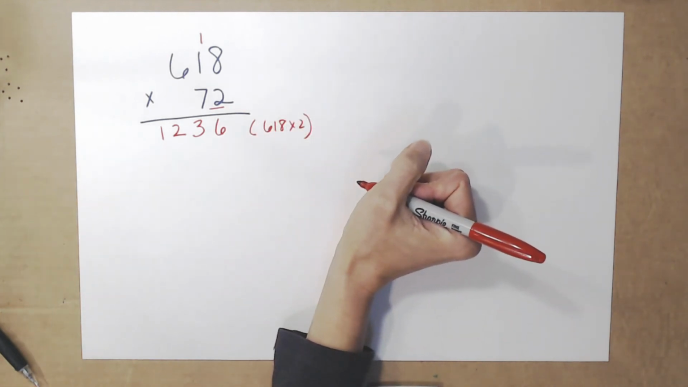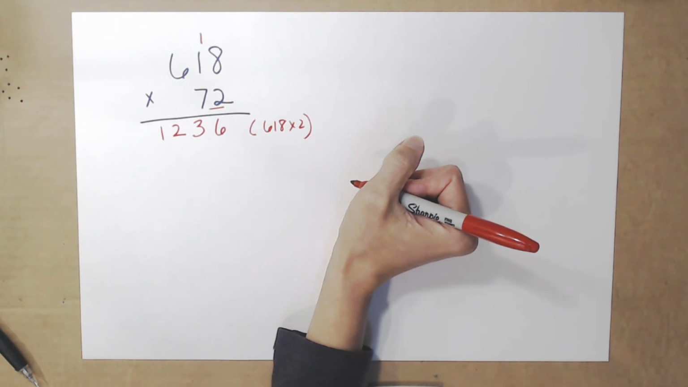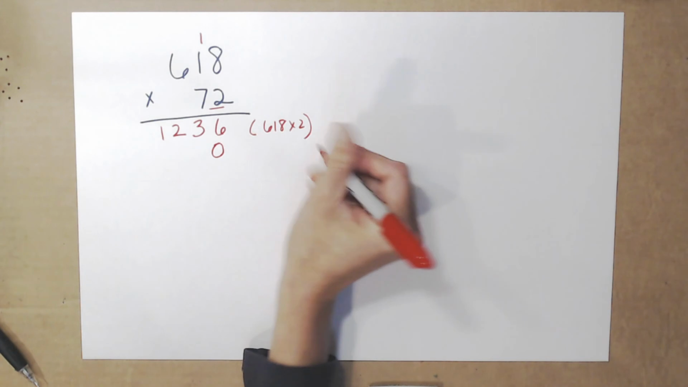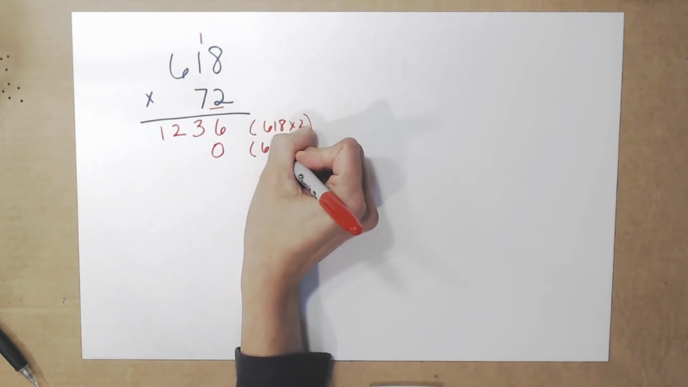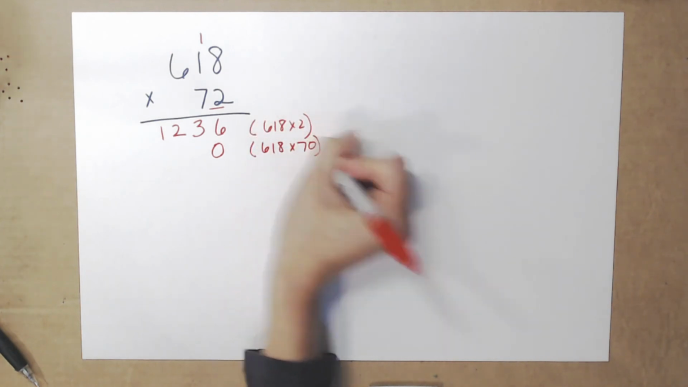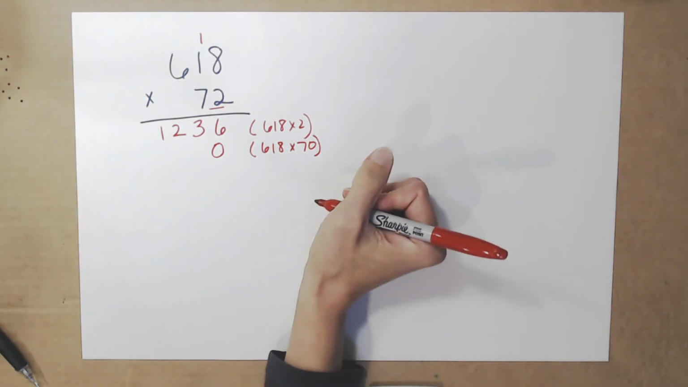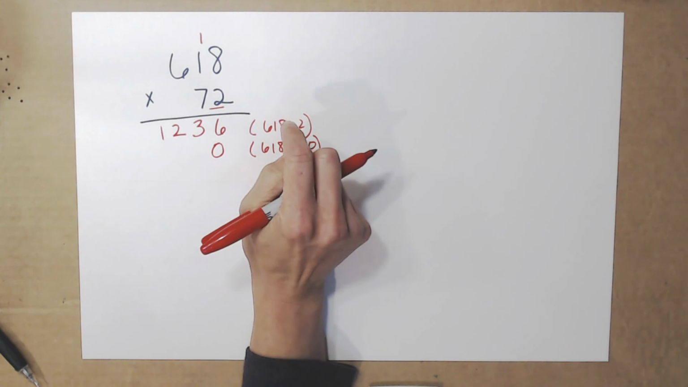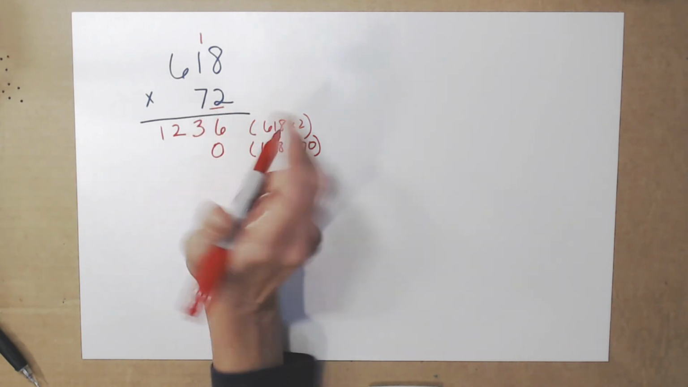All right, now we need to do the 618 times the 70. Now we think 618 times 70 is 618 times 7 times 10, because 70 is 7 times 10. When we multiply a number by 10, we add a 0 to it. So we know our number will end in 0. And we're keeping in mind here that what we're doing is 618 times 70. Okay, so we took care of the multiplying by the 10 part. Now we need to do 618 times 7.